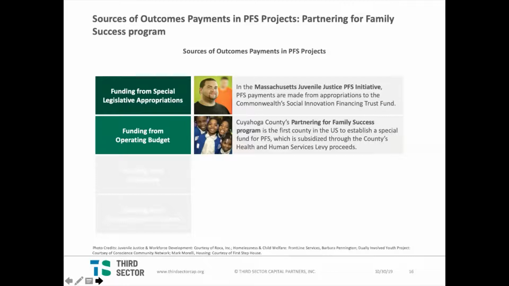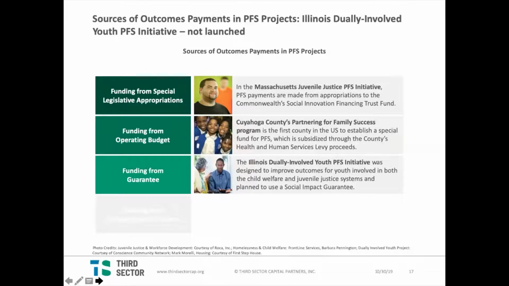And for the last two, I'm going to turn it back over to John to talk to us about two other projects that third sector has worked on. Great, thank you, Sarah. So the next project I'm going to talk about is the Illinois Dually Involved Youth project. And this project faced some special challenges, most particularly that Illinois' credit rating is probably the worst, or at the time was the worst, and probably remains the worst or second worst of any state in the country.